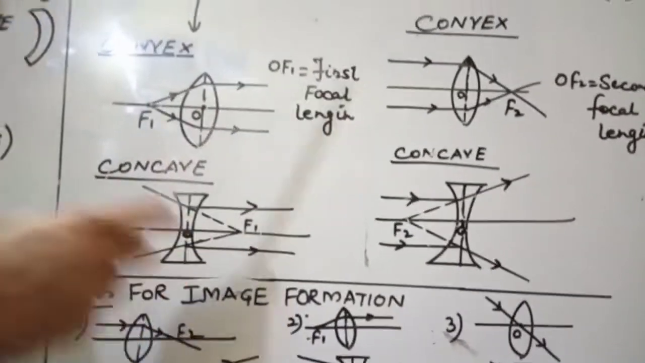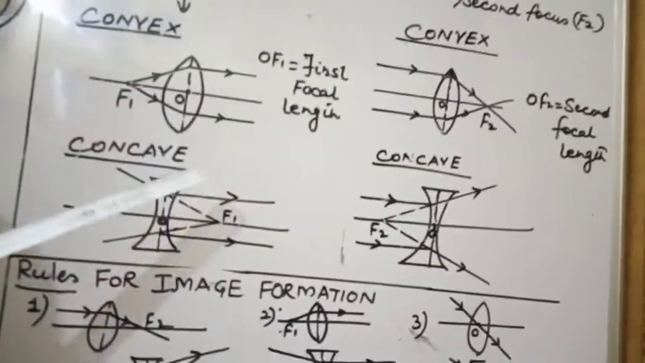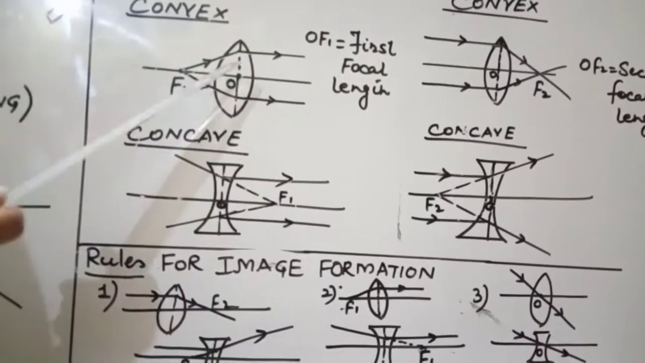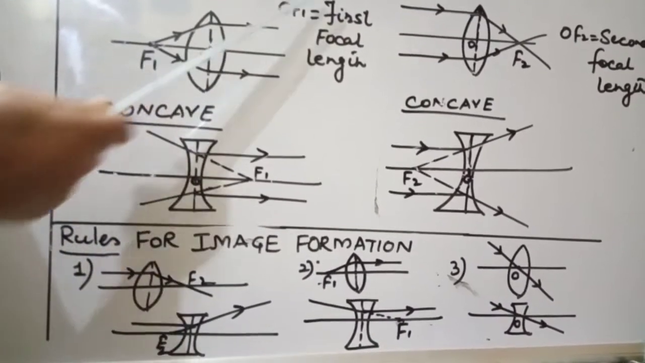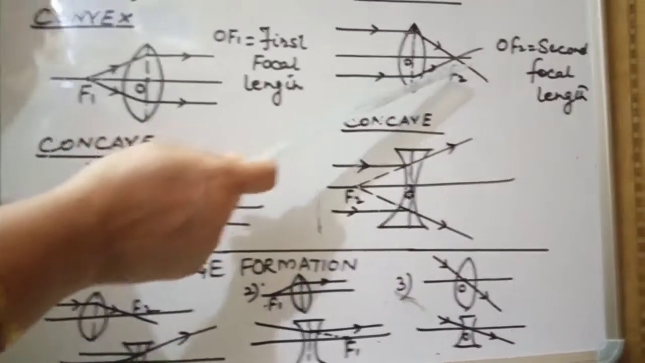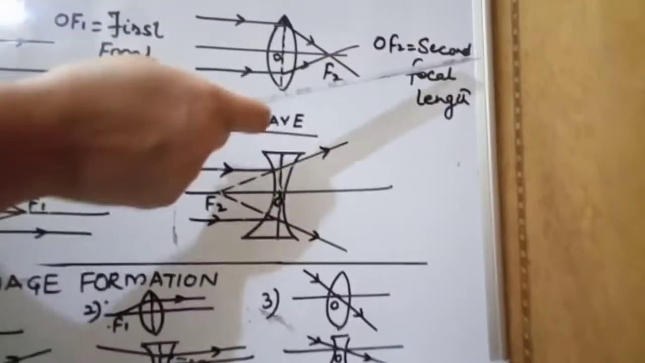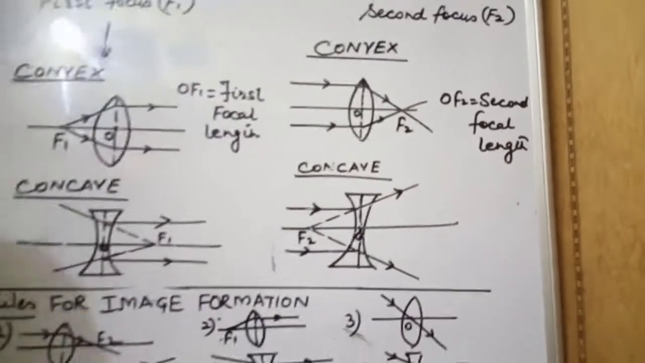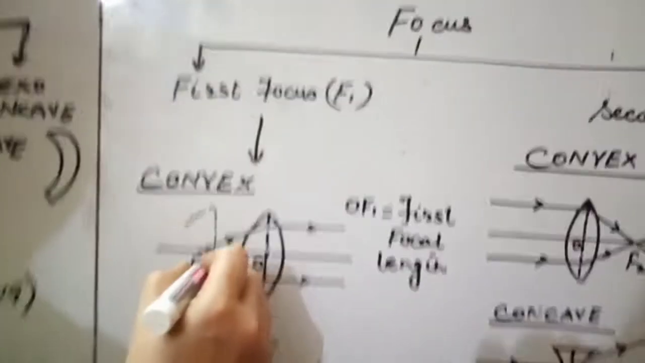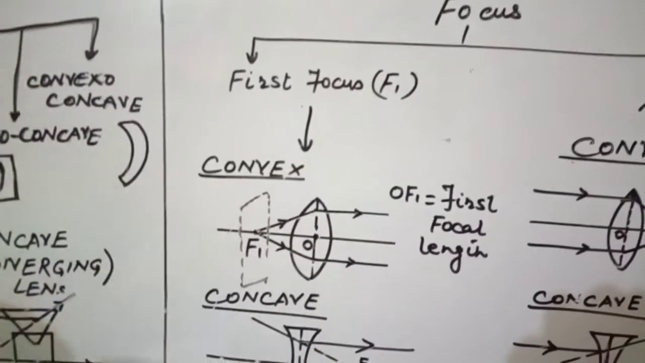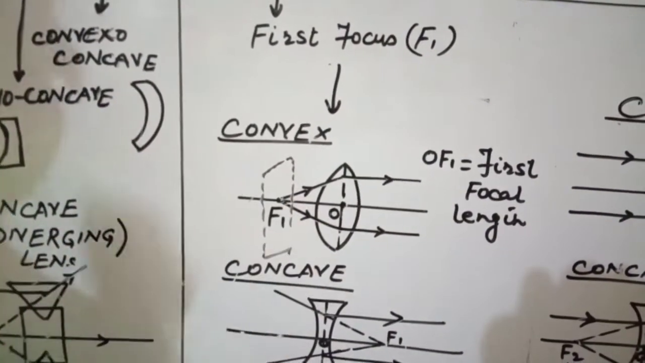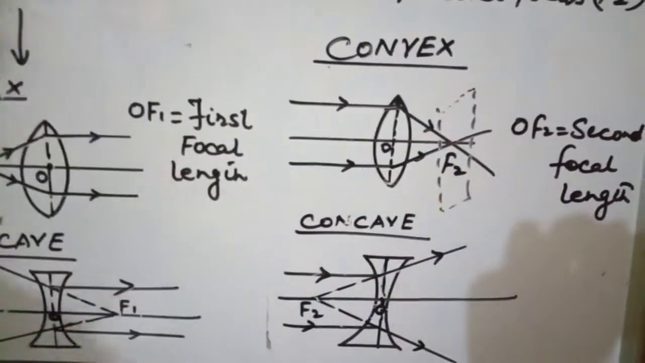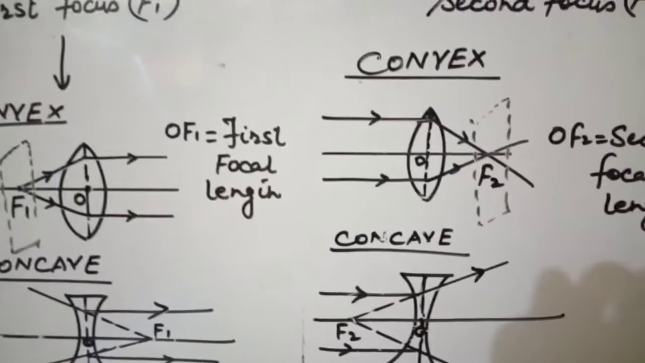Next is the focal length. You know there are two focus, obviously there will be two focal lengths. Very simple: the distance between optical center and first focus is called first focal length, and the distance between optical center and second focus is called second focal length. One thing more, focal plane. An imaginary plane in which the first focus lies is called first focal plane. Any imaginary plane in which the second focus lies is called second focal plane.